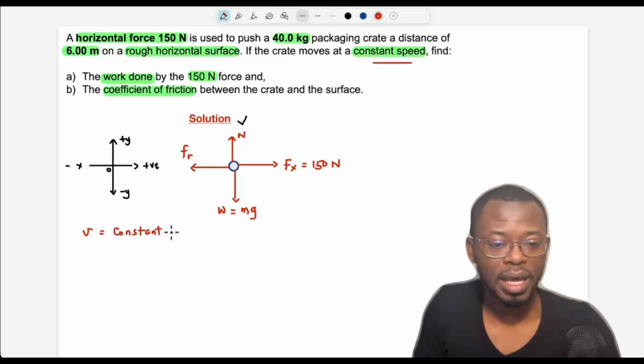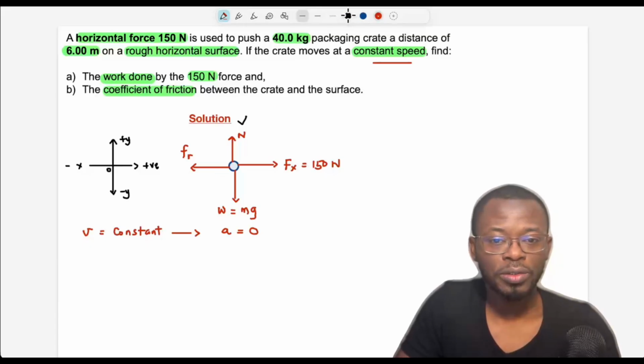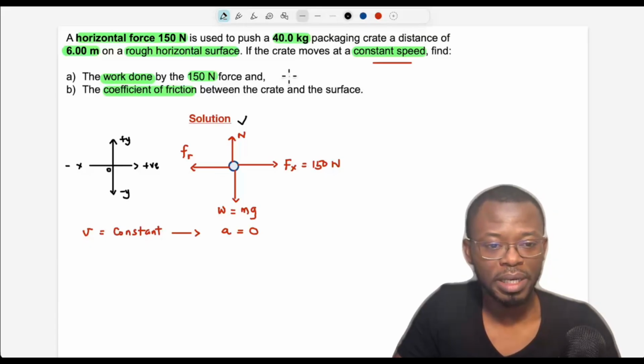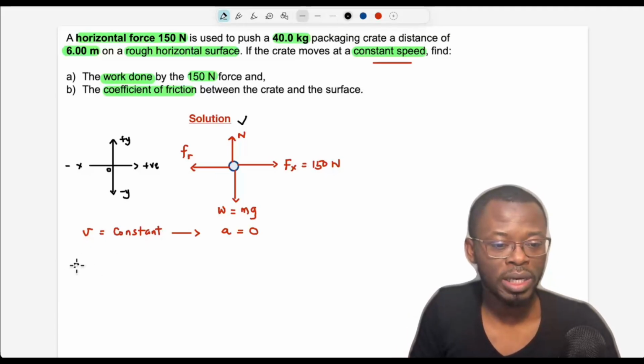And that implies that the acceleration is equal to 0. Now, with this, we can solve this problem step by step. So let's first look at the work done by this horizontal force.